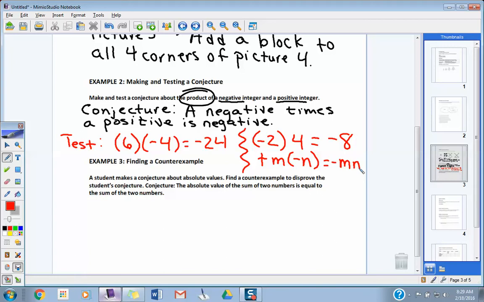Is that conjecture true or false? Based on the tests I've shown you, is that conjecture true or false? It's true. You bet it is. Good. All right. So conjectures can be true, but you've got to prove it. Okay? Now, in example 3, I love example 3. This is a big word. Counterexample.